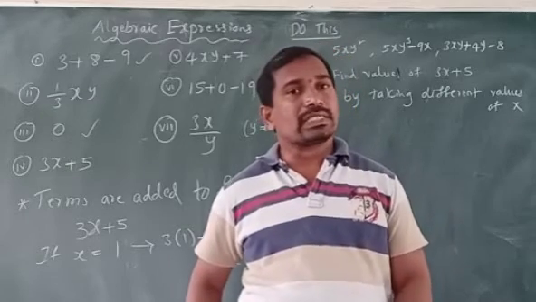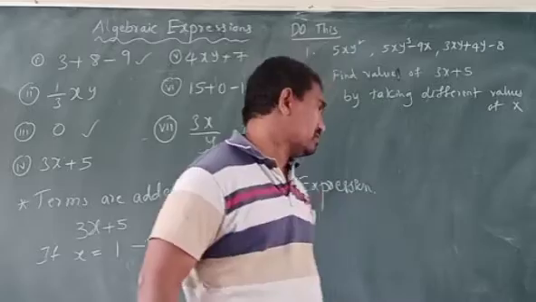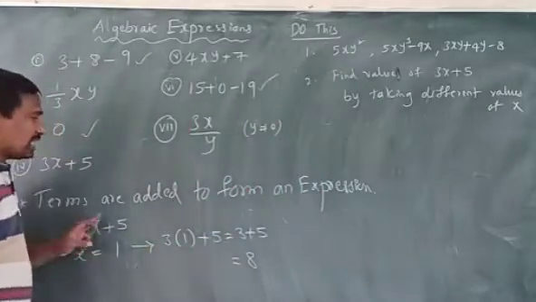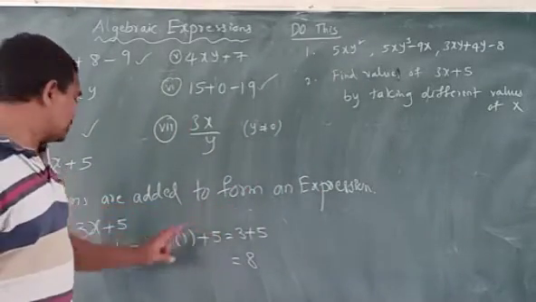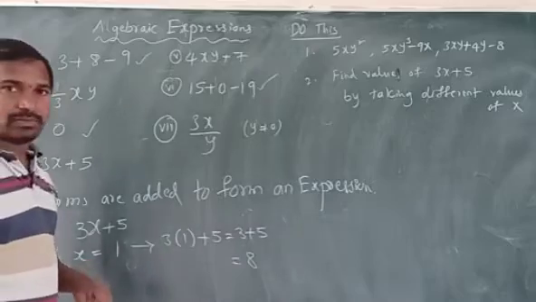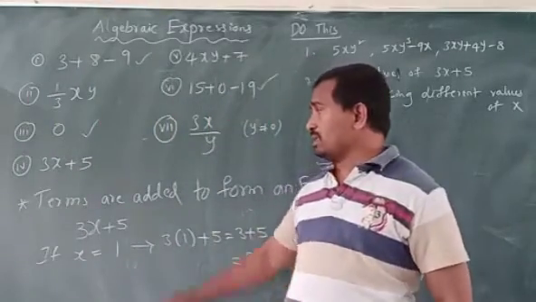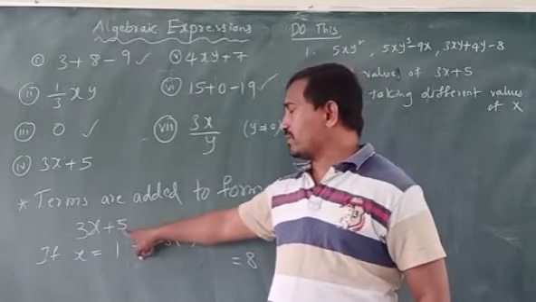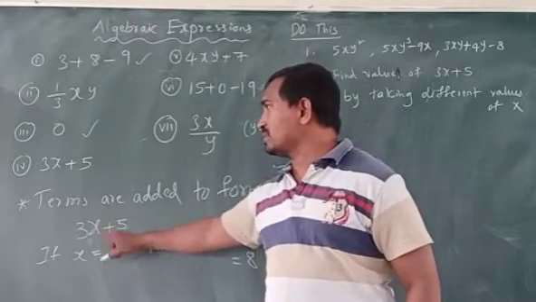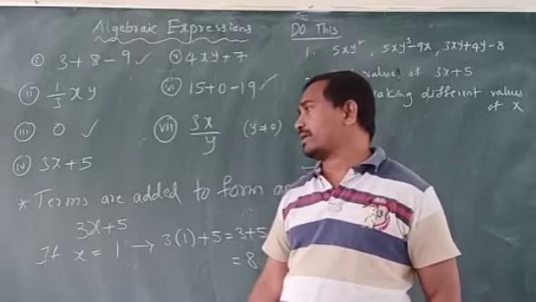So what about an algebraic expression? See, terms are added to form an expression. Terms are added to form an expression. See, 3x plus 5. It is one term, it is a term. So two terms are added, sometimes subtracted.